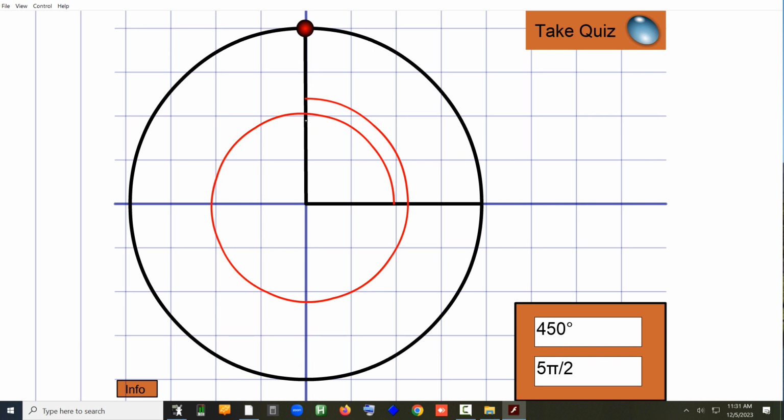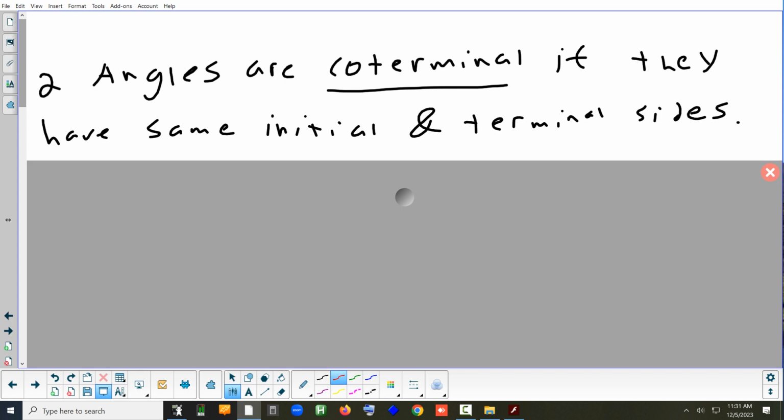They're the same. Yeah. They're in exactly the same place. There's no difference between where the initial and terminal side is here and where it is right there. Exactly the same place. If you can draw angles and those sides can be in the same place, those are coterminal angles.